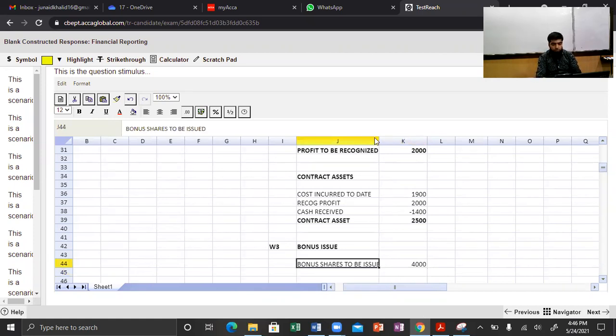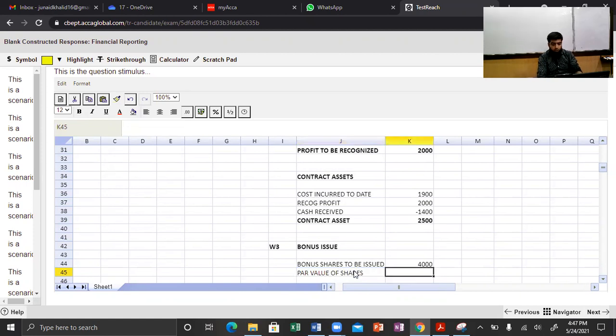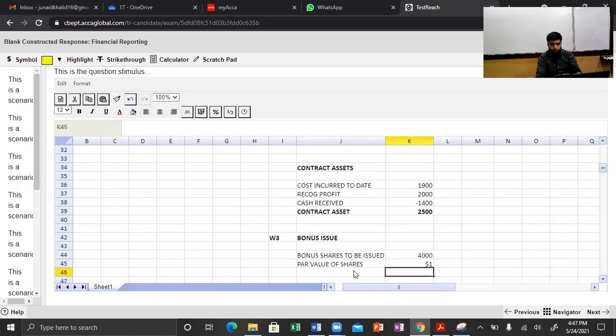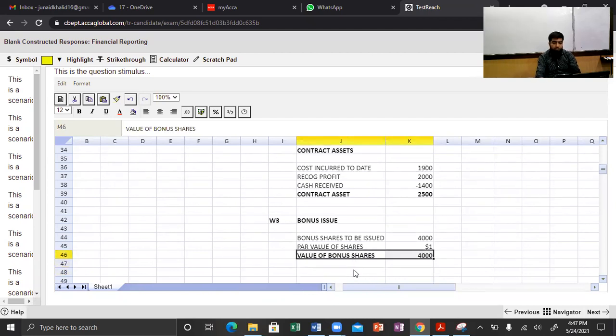4,000 bonus shares are to be issued, and the par value of shares is $1. So if you multiply, the value of bonus shares is 4,000 multiplied by $1, that is $4,000. That is the value of bonus shares that is to be issued.